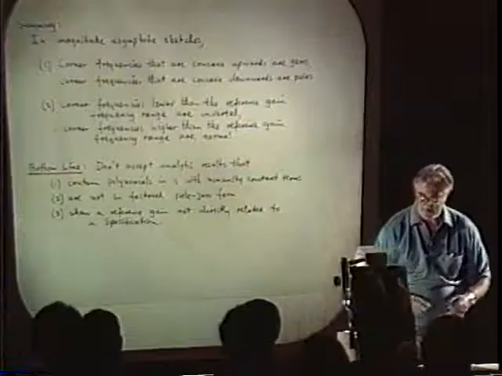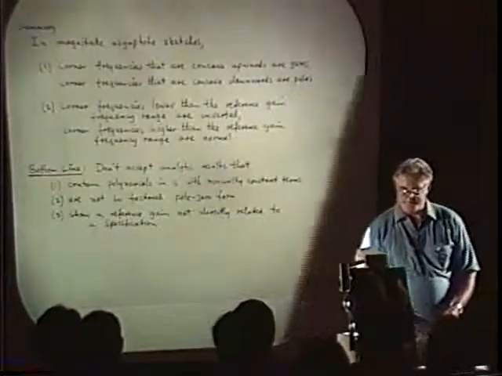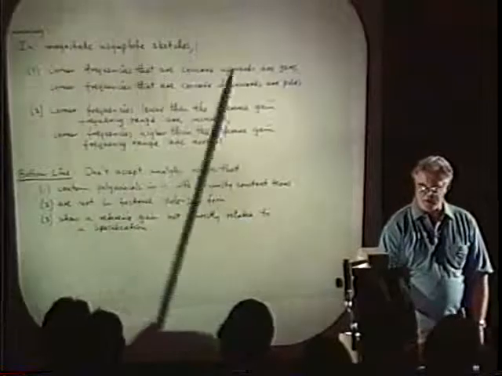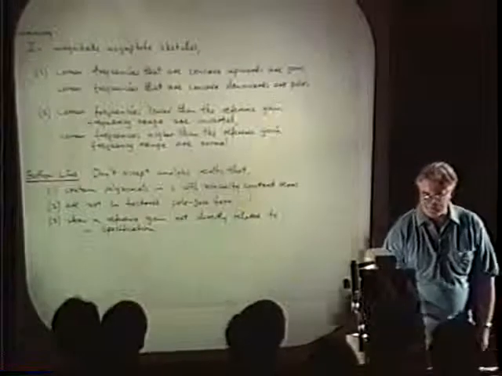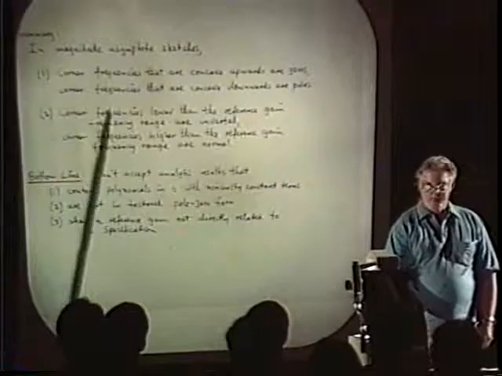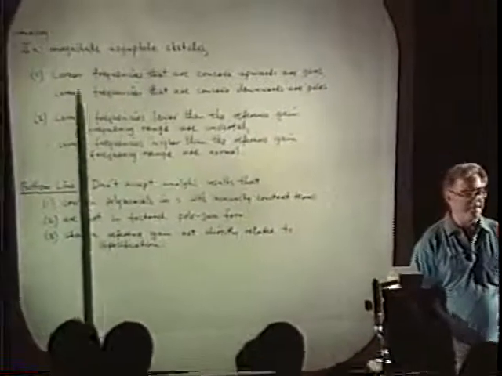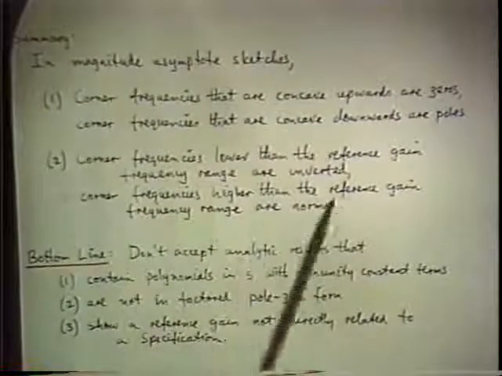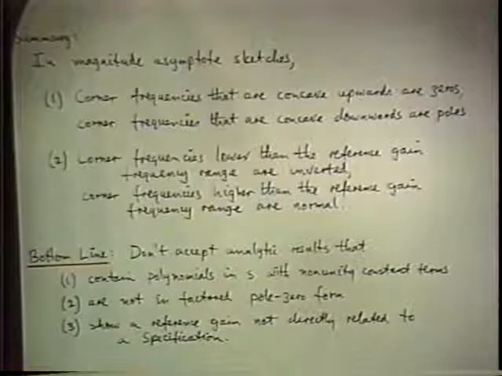So here's another manager's bottom line. Summarizing this, corner frequencies that are concave upwards are zeros, concave downwards are poles. That's familiar, but here's the symmetry. Corner frequencies lower than the reference gain are inverted. Corner frequencies above the reference gain are normal.